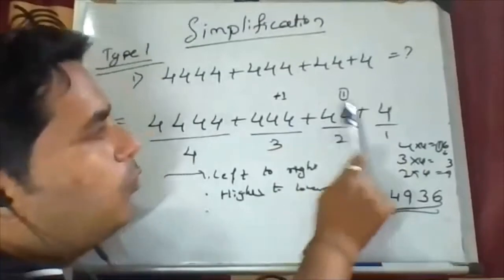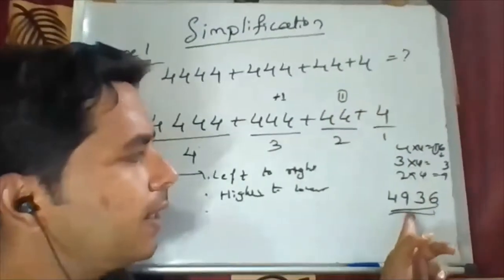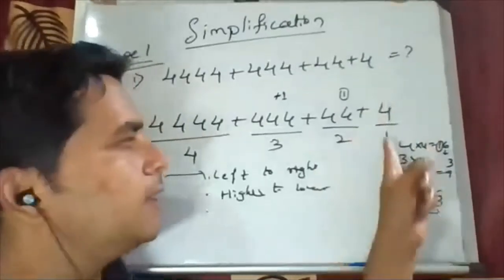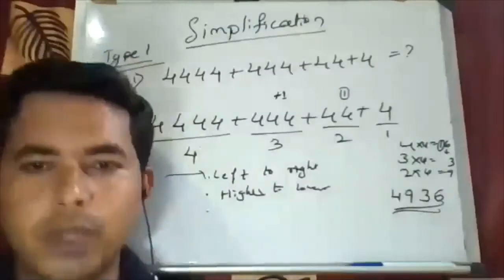Then again 2 into 4 is 8 and take a carry 1. It will become a 9. Write 9. Here no carry is forwarded. Just multiply 1 into 4. So you'll get a 4936. So what do you have to do here?